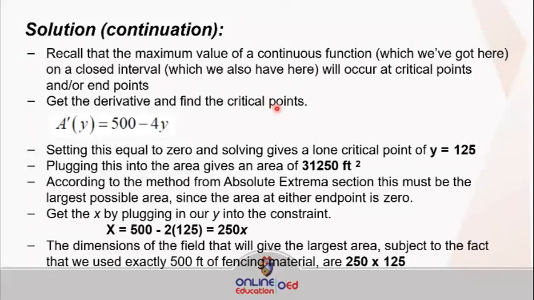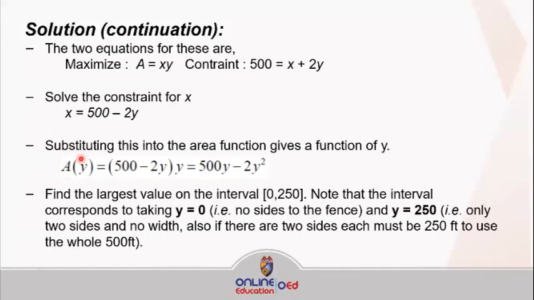Again, recall the formula for the area of y. For the area of y, we have 500 minus 2y times y, which is 500y minus 2y squared. So let's derive this. The first derivative of 500y is just 500. And for the second term, using the power rule again, we have 4y, because the formula for the power rule is 2 times the exponent, which is 2, and then y raised to 2 minus 1. So we have 4y.